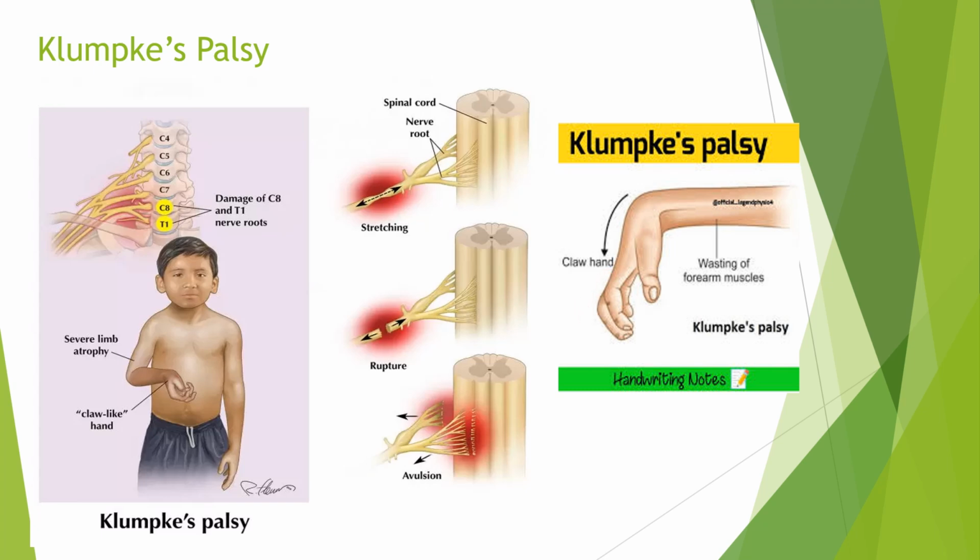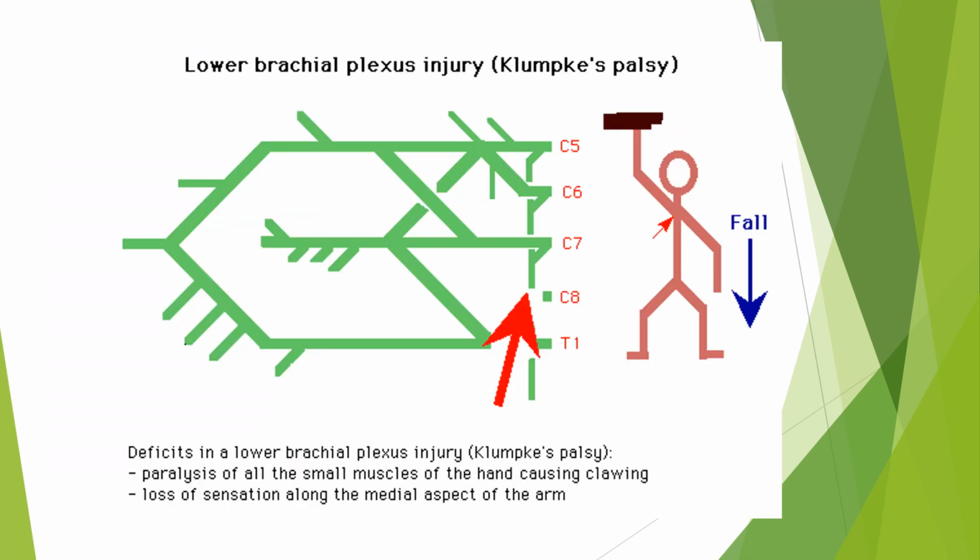In such cases, we can also note the sensory loss along the medial side of the hand and the forearm because they are supplied by C8 and T1. Also, in this picture, you can note there is damage to this part of the brachial plexus, the C8 and T1, due to hyperabduction as shown here. All the small muscles of the hand, or the intrinsic muscles of the hand, are damaged, resulting in clawing.